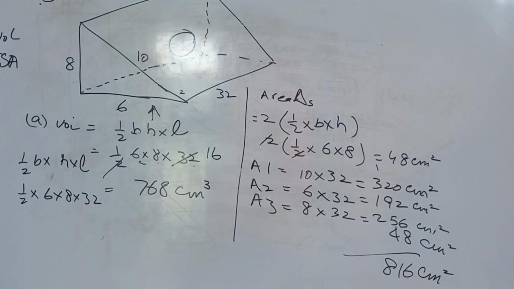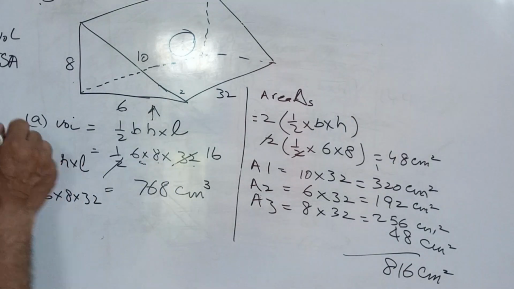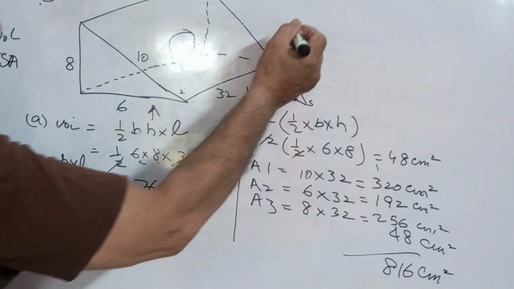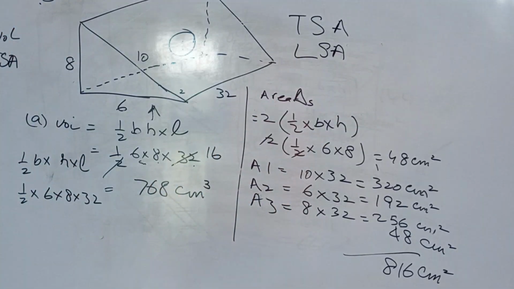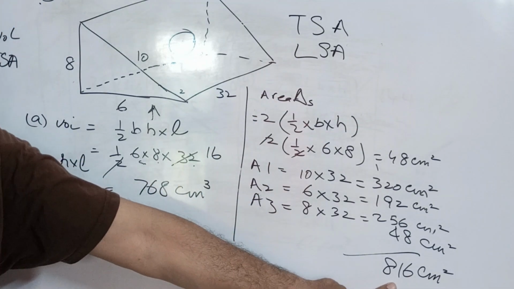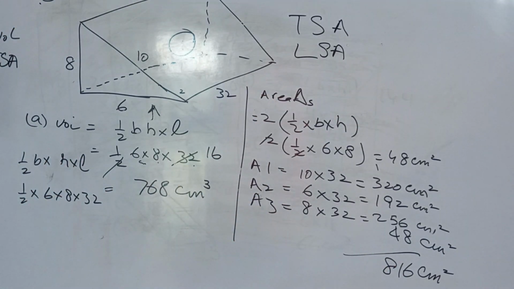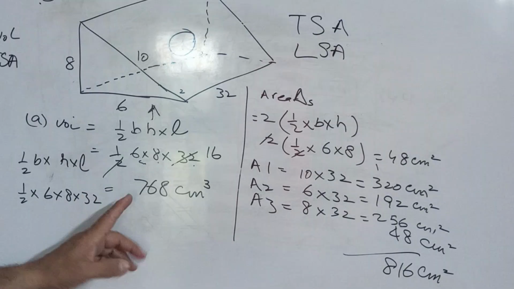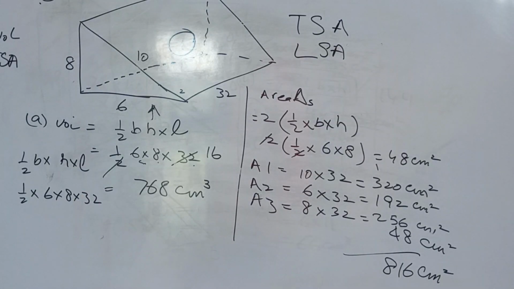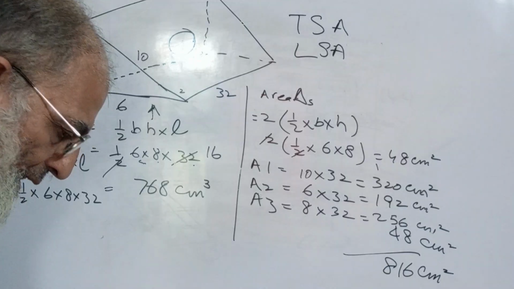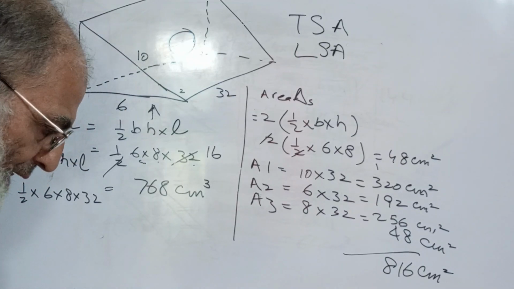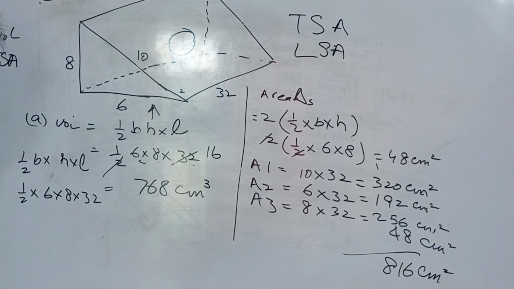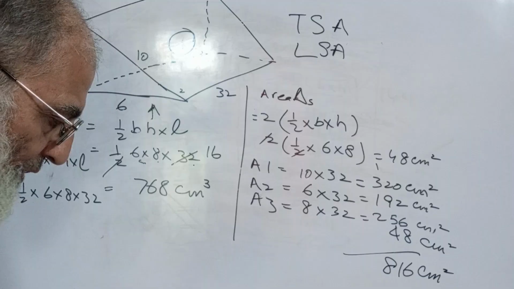The total surface area, or lateral surface area, whatsoever you want to call it, is 816 centimeter square, and here is the volume, 783 centimeter cube. So proceeding to the next question. This might be our last question because I'll be finishing this exercise in 2 sessions.